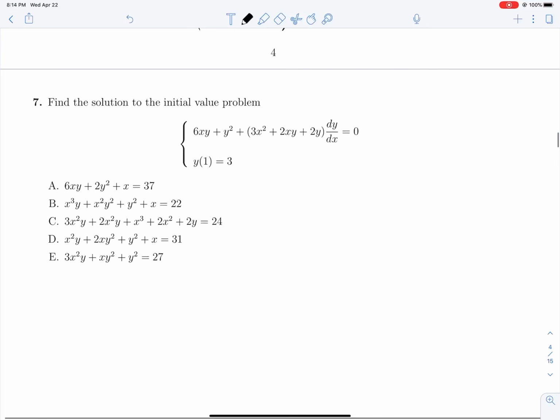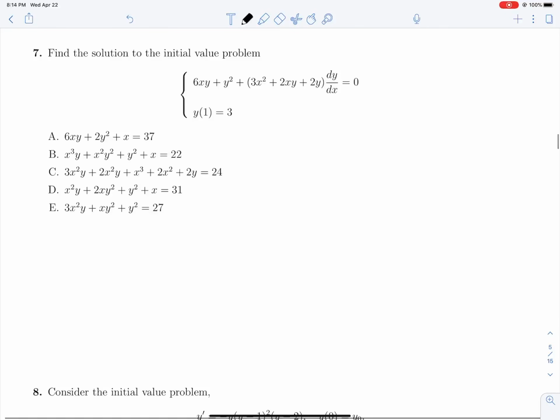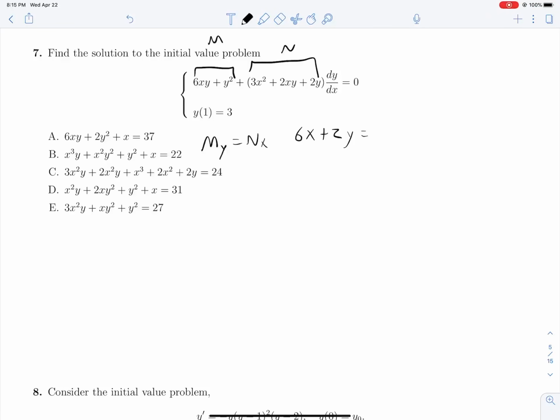7, let's find the solution to this initial value problem. This is looking like an exact equation to me. We call this function m and this function n. And if m_y is equal to n_x, those are the partial derivatives of m with respect to y and n with respect to x, then our equation is exact and we'll be able to solve it pretty easily. So m_y is 6x plus 2y, and is that equal to 6x plus 2y?